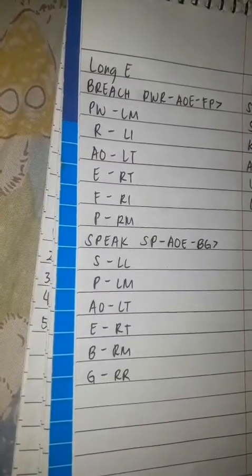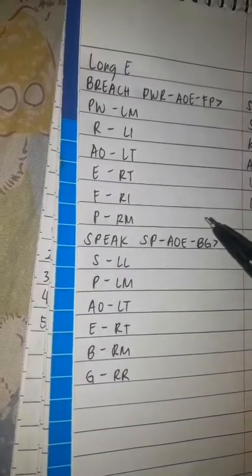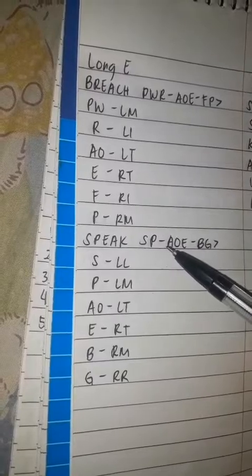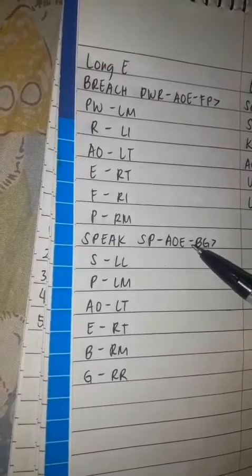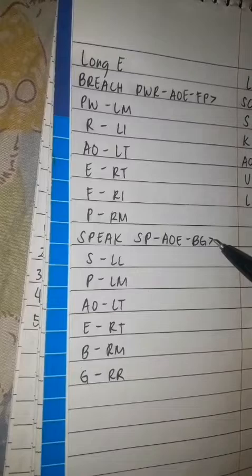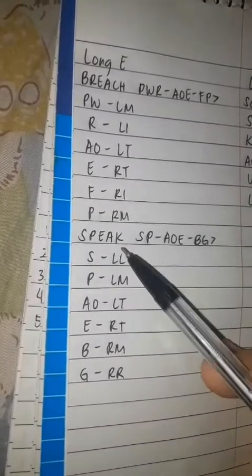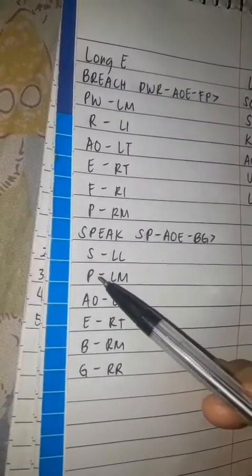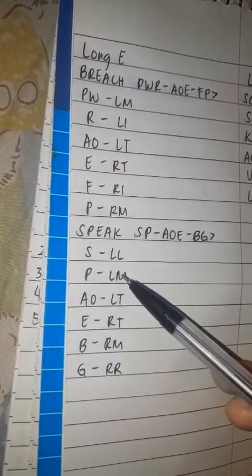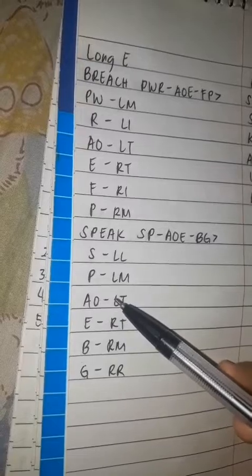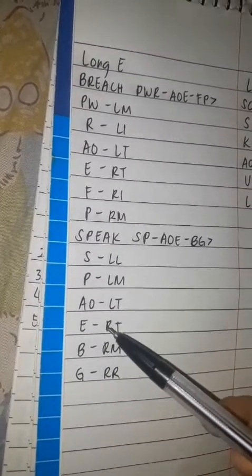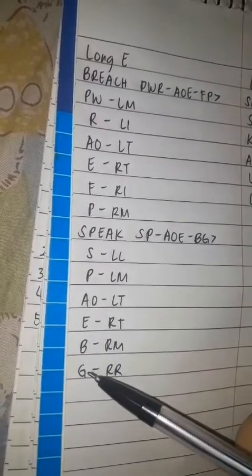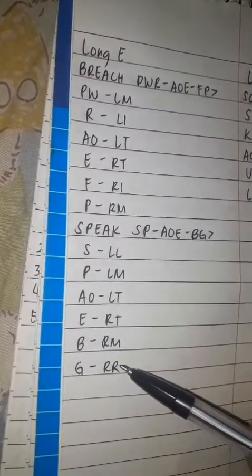So, another example, we have the word speak. So, the codes are initial letters SP, vowel AOE, ending BG, then release. So, the assigned fingers, for S, we have left little. For P, we have left middle. AO, we have left thumb. E, we have right thumb. B, we have right middle. And G, we have right ring.